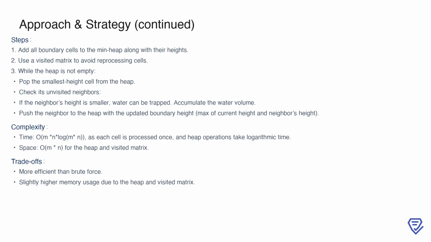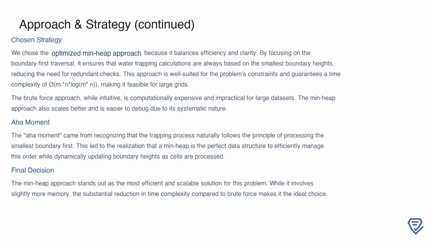This approach is much more efficient, with a time complexity of O(m*n*log(m*n)) due to the heap operations and a space complexity of O(m*n) for the heap and visited matrix. While it uses slightly more memory, it is substantially faster than the brute force approach, making it more practical for larger grids. After evaluating both approaches, we chose the optimized min-heap method for its balance between efficiency and clarity.